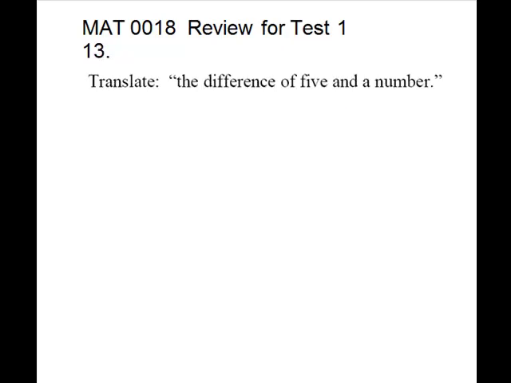Another translation, translate the difference of 5 and a number. So difference is our operation word. It means subtract, and normally there's a separator in there. And is your separator. Subtraction has to go in order, and difference translates straight in order. So the 5 must go first, and you could have any variable you want after. So it has to be 5 minus x.